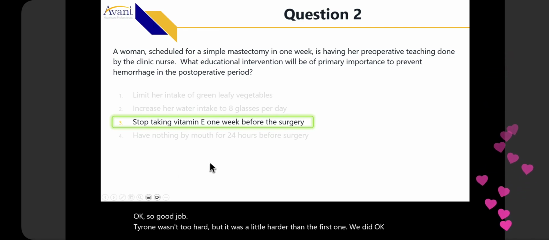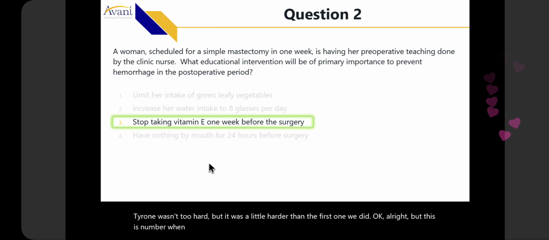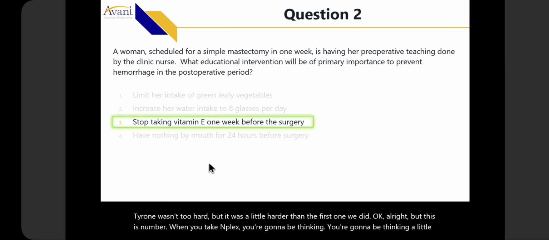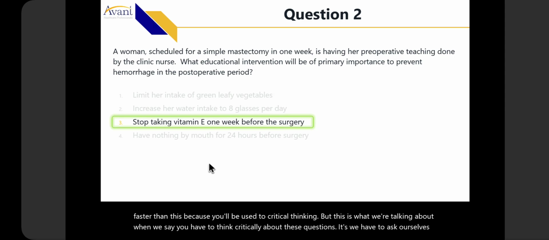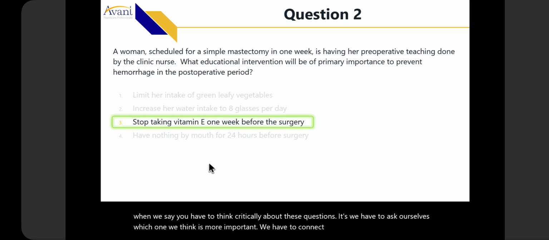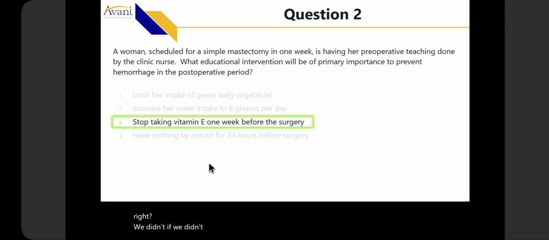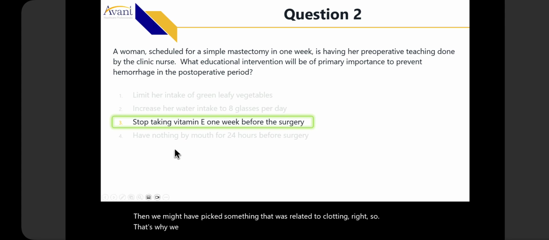Okay. All right. But remember, when you take NCLEX, you're going to be thinking a little faster than this because you'll be used to critical thinking. But this is what we're talking about when we say you have to think critically about these questions. We have to ask ourselves which one we think is more important. We have to connect information, okay? If we didn't know this was a priority question, that could have affected our answer, right? If we didn't notice that hemorrhage was the topic, then we might have picked something that was related to clotting, right? So that's why we have to think critically. We have to ask ourselves these questions. Okay, good job.